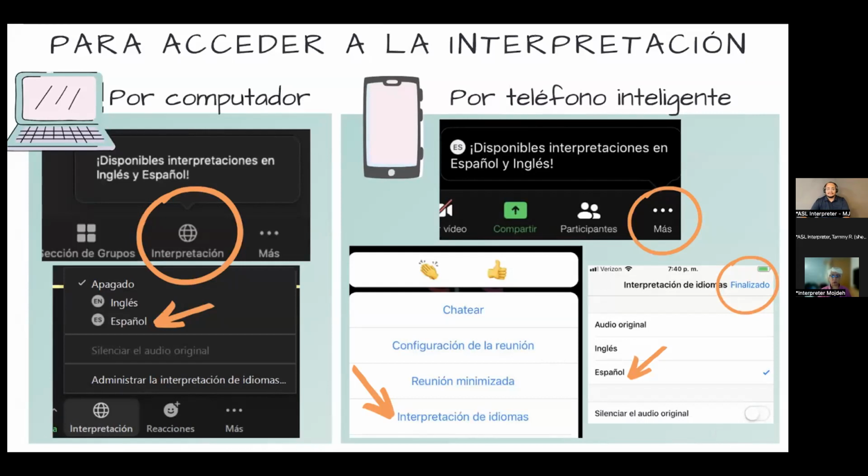If you joined on your phone, please join on the Zoom app so that you can access interpretation. Please note that this function is not available on Chromebook.